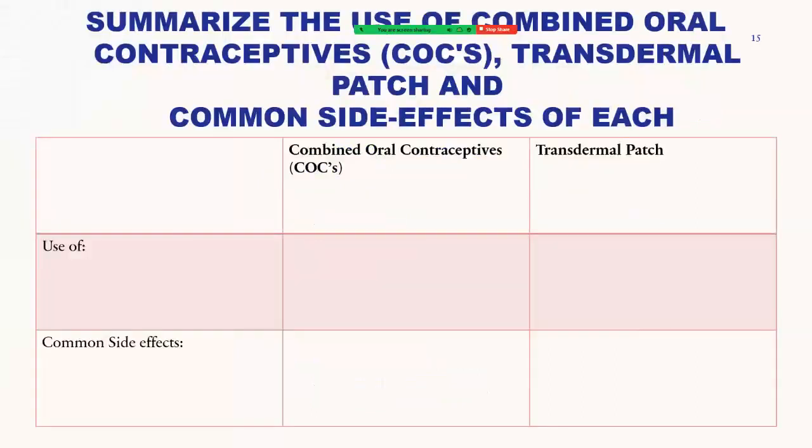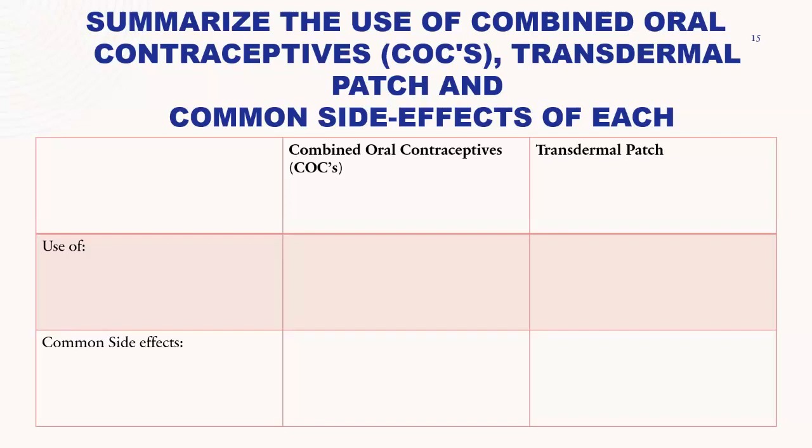This next chart, the next learning objective, wanted you to summarize the use of combined oral contraceptives, the transdermal patch, as well as common side effects of each. I'm going to take this opportunity to not fill in this chart for you or go through it line by line. I want to show you how simple it is to take your syllabus and an objective from it and make a chart that you can use.